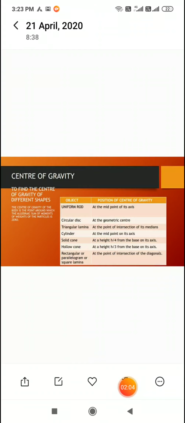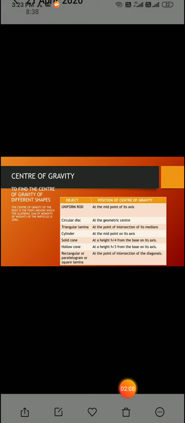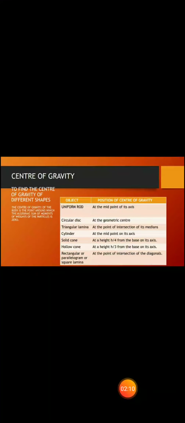Next one, I am taking the example of a circular disc. You can take the circular disc as the example of a circle. So the geometric center is the center of gravity of that particular circular disc.